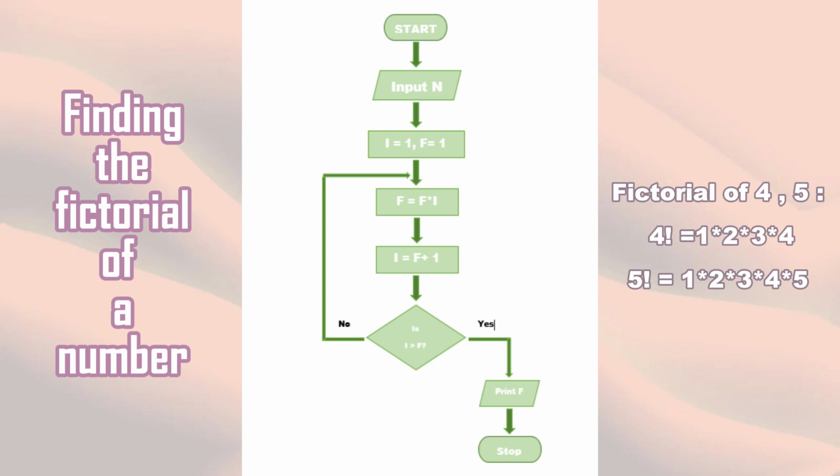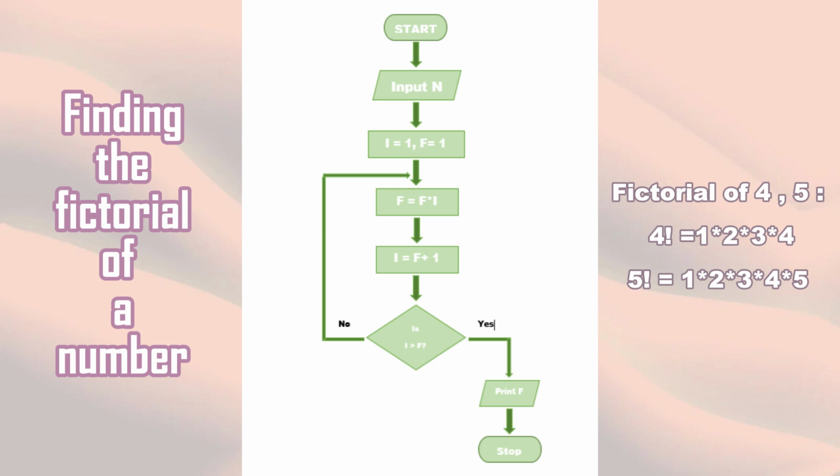Once we have input, now we have to multiply the numbers from 1 till n. So for making the process easier, let's take another variable I for storing numbers. I is equal to 1 multiplied by 2 multiplied by 3 and so on up to n. Now another variable f, which is equal to 1 multiplied by 2 multiplied by 3.